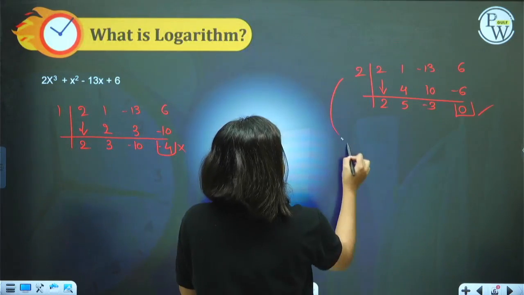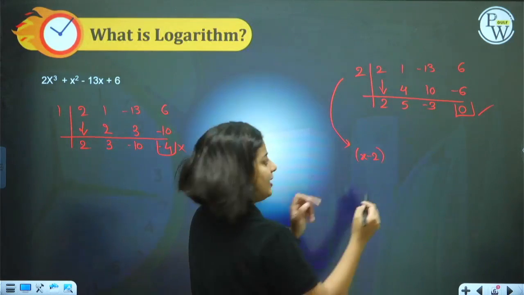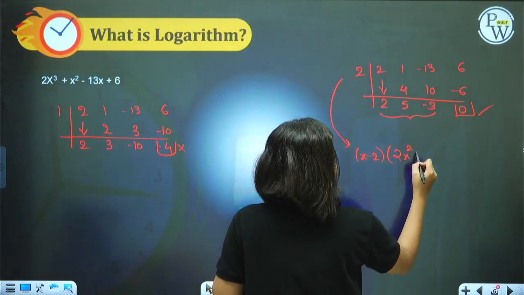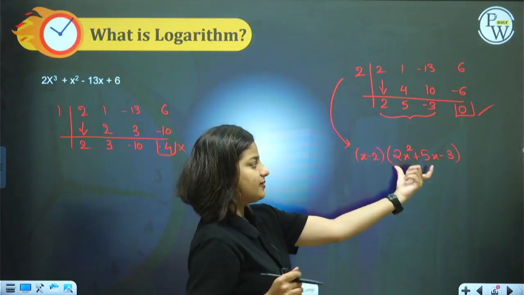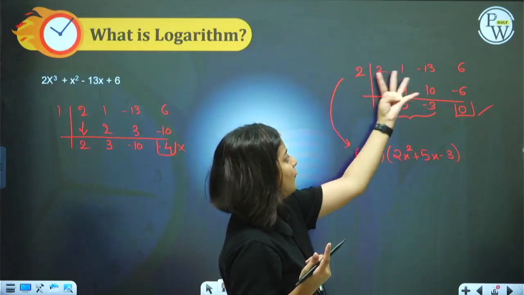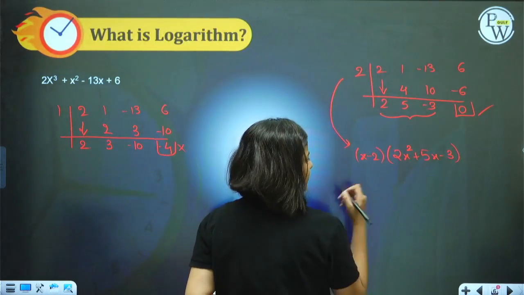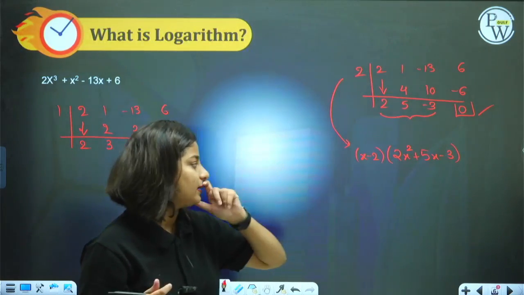That means this is one of the factors, x minus 2. You write it with a minus sign. And these three like this: 2x square plus 5x minus 3. Right? 3 terms will form a quadratic, 4 terms will form a cubic. This quadratic can be further factorized, like 2 3s are 6. So what are the factors?